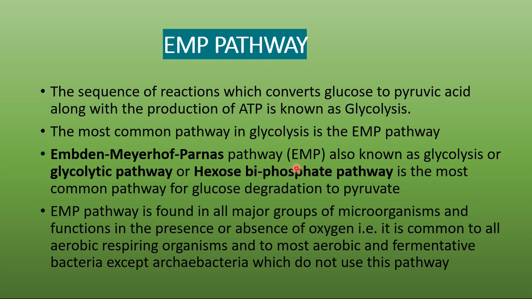The EMP full form, as I told you, is the Embden-Meyerhof-Parnas pathway, which is also known as the glycolytic pathway or hexose bisphosphate pathway. Remember this name because we'll also discuss the hexose monophosphate pathway, the HMP pathway. So the EMP pathway is also called the hexose bisphosphate pathway, the most common pathway for glucose degradation to pyruvate.